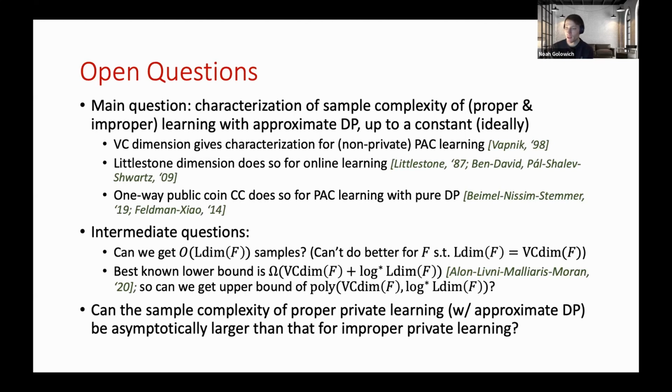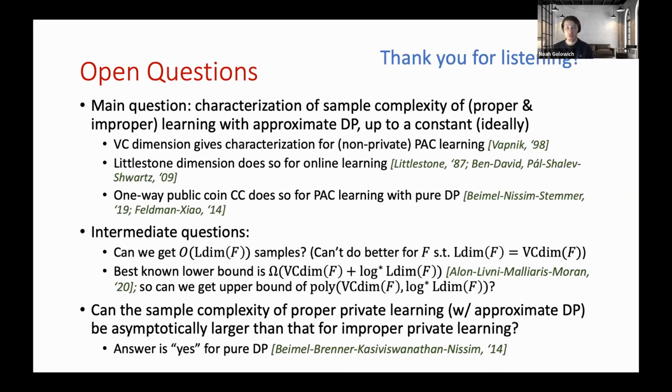And finally, can the sample complexity of proper private learning with approximate differential privacy be much larger than that for improper private learning? In other words, is there a gap between proper and improper? There is such a gap for pure differential privacy, but we don't know it for approximate. So that's it. Thank you for listening, and I'm happy to take any questions.